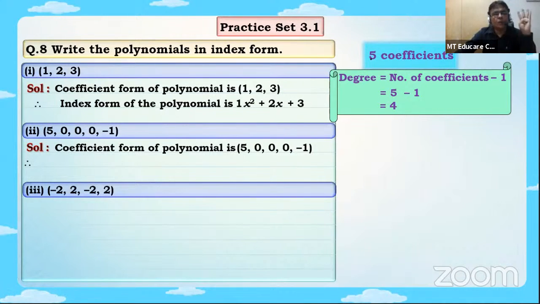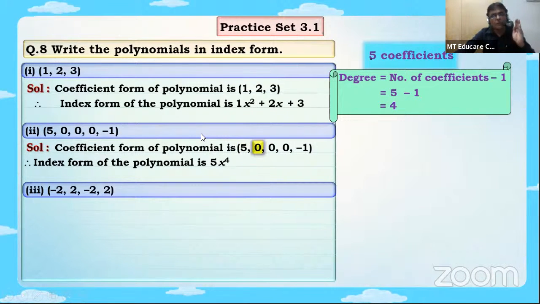मतलब डिग्री इज 4, तो I will write 5. क्या लिखोगे बोलो, 5 पावर शुड बी 4, तो हम लिखेंगे 5x raised to 4, फॉलो इट प्लस बाजू वाला 0. अभी उसको पावर छोटा छोटा होते जाएगा. प्लस 0x raised to 3 प्लस 0x raised to 2 प्लस 0x raised to 1 minus 1 as it is. Check करो power 4, power 3, power 2, power 1, power 0. Okay. Got it all of you?